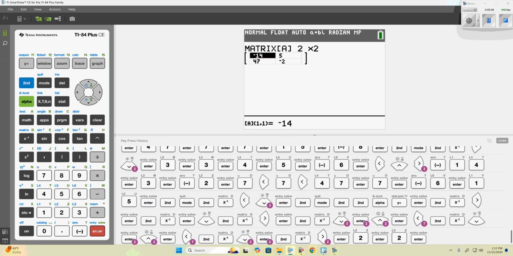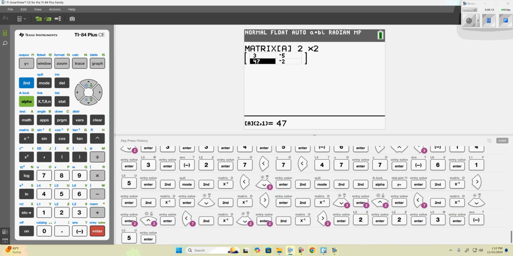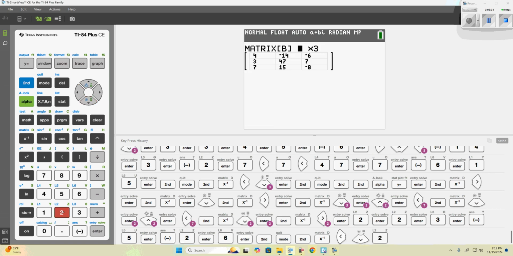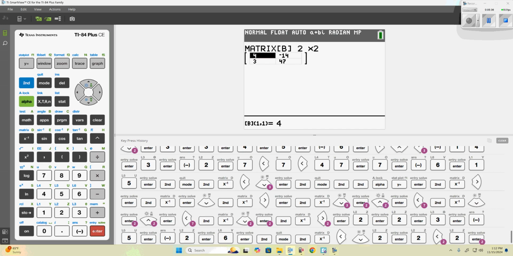Now this first matrix is kind of nice. 3, -5, -2, 6. Able to get the first one typed in. Okay, second matrix. We're going to go over to edit and we'll plug it in as B. So 2 by 2. Now the first one we have is 3/4.